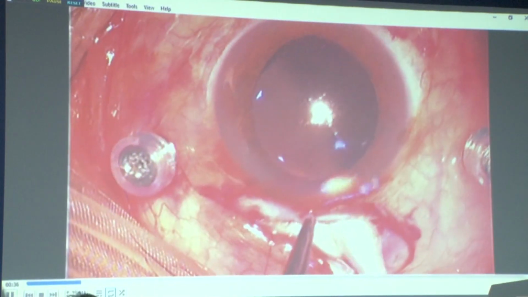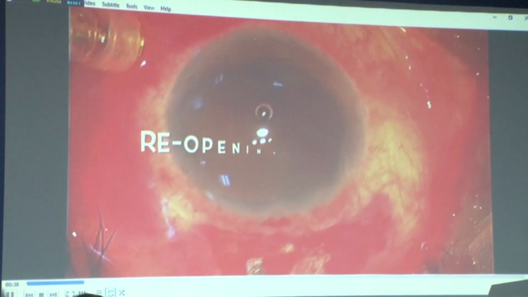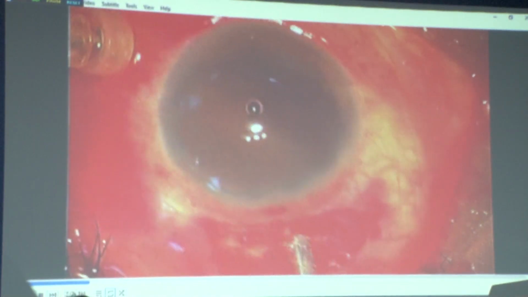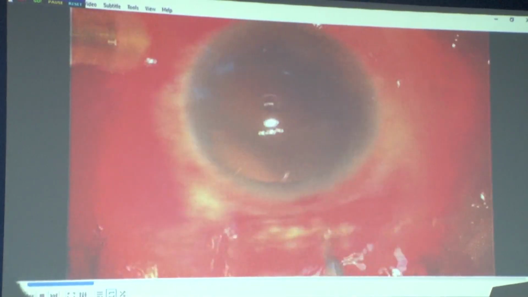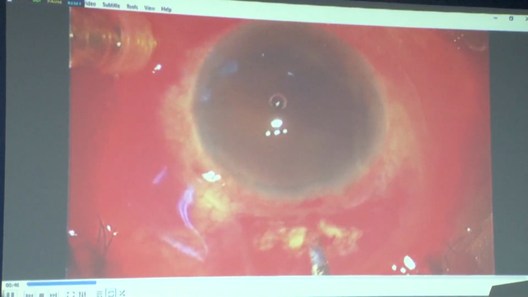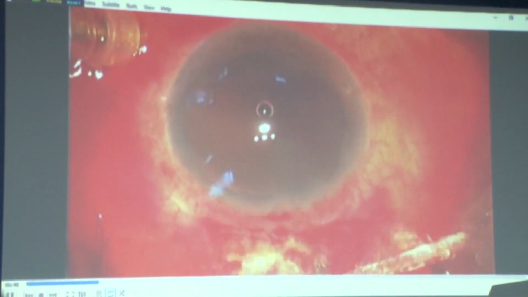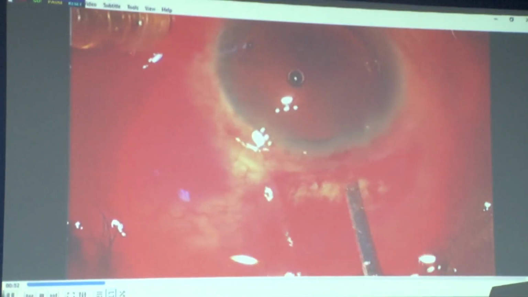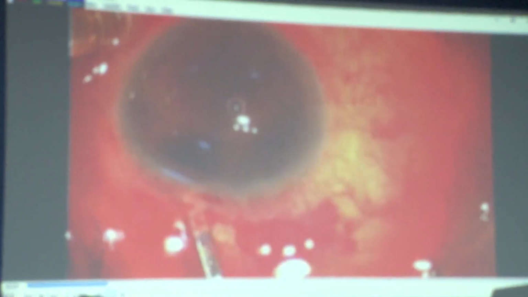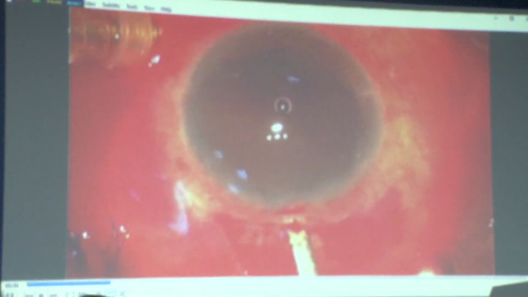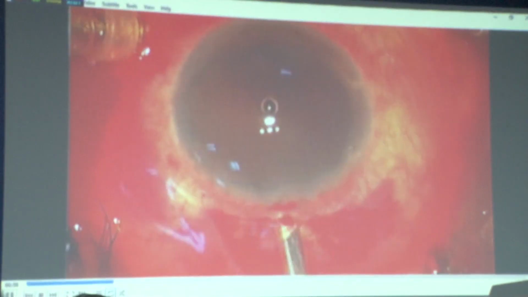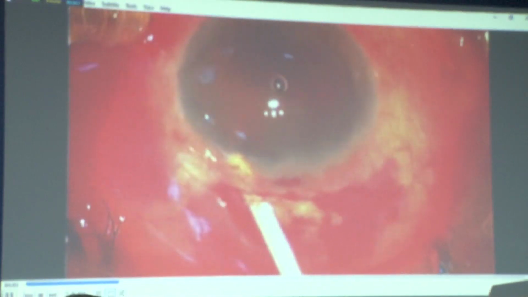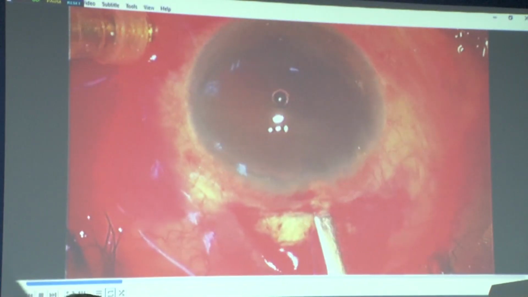You can see the dislocated lens here, and sometimes we need to reopen the SICS tunnel. This patient was operated a week back for a subluxated lens, and anterior vitrectomy was done. After 1 week the patient presented to us and we planned for an SFIOL. So I just reopened the previous SICS tunnel. I did not make any new tunnel. You can see there's some difficulty in opening the tunnel because of the fibrosis, but ultimately I was able to open the tunnel, and this saved me from making a new incision.